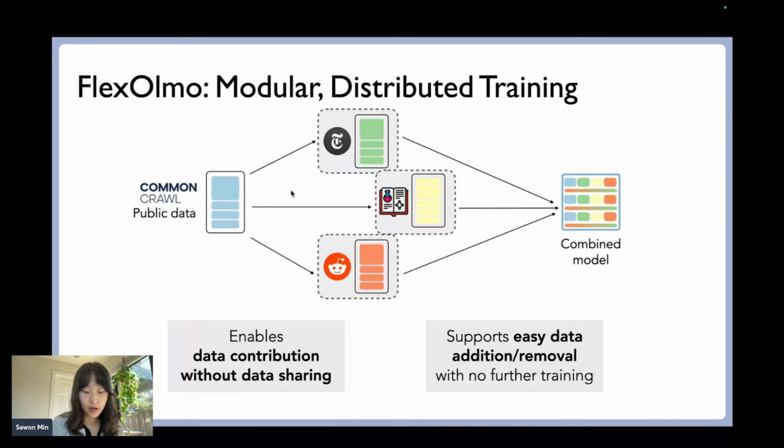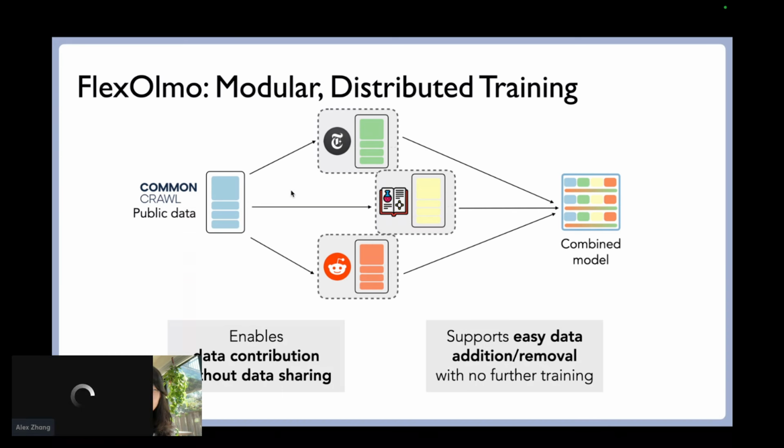Some data may come later, or we may discover some data owners have valuable data only after training is completed. If you have new data, what we need to do right now is to include it in the data pool and retrain the model either from scratch or from mid-training. But with this, we can just let that data owner train their model and then contribute to the combined model. And this can be done without needing to do retraining from other data owners.